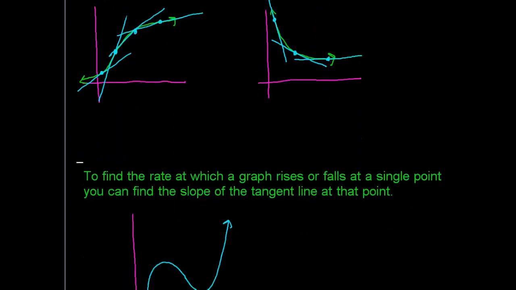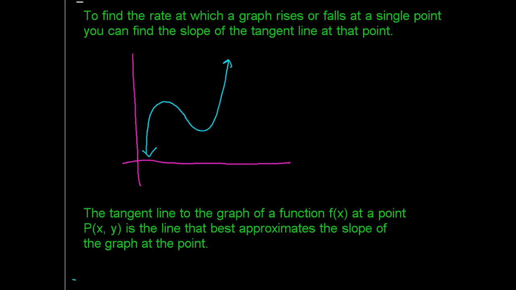Now, to find the rate at which a graph rises or falls at a single point, you could find the slope of the tangent line at that point. If you go back to the 4 graphs I just drew for you, I kept drawing the tangent line at the point. So let me pick a point right here. To find the rate at which the graph rises or falls at this point, I need to find the slope of the tangent line at that point.